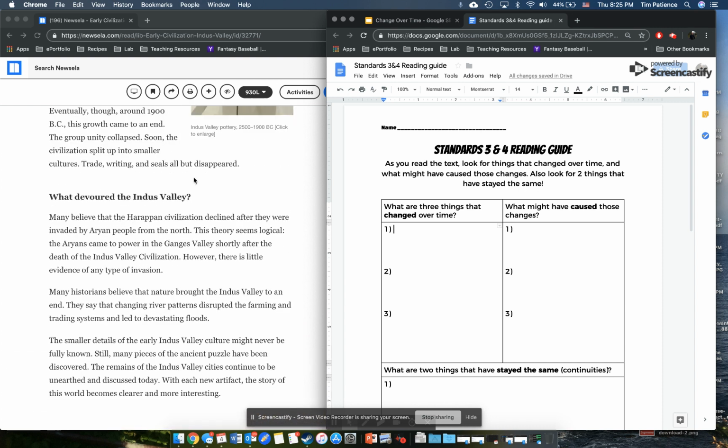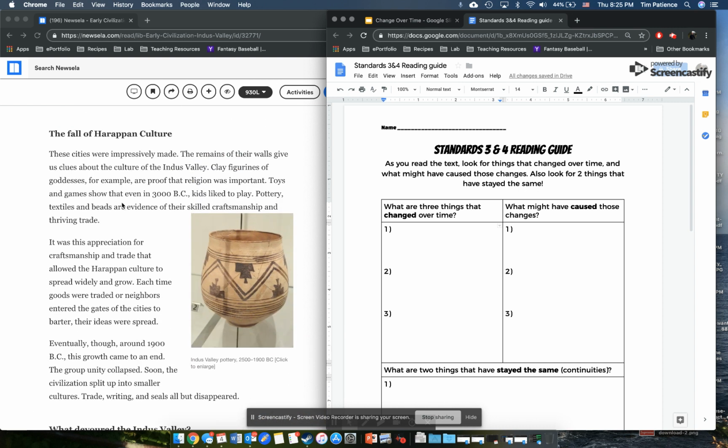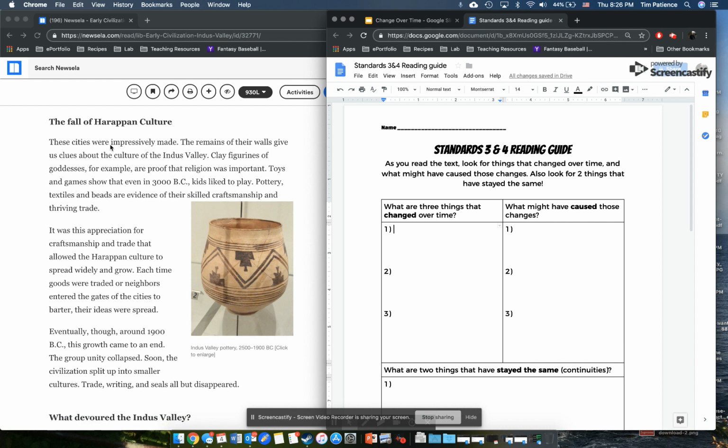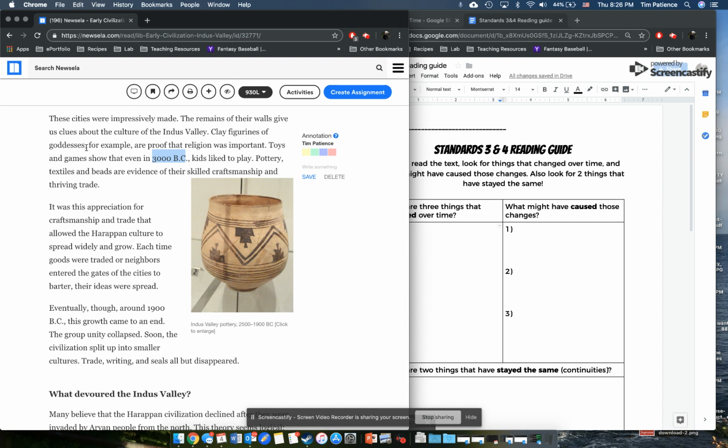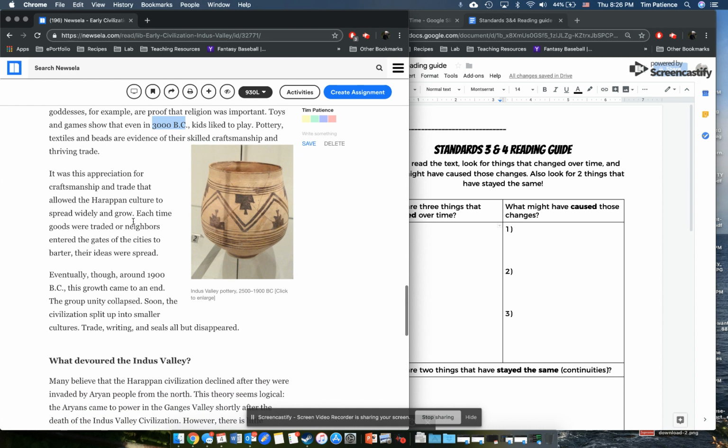Okay, so we've read this portion of the text, and now we need to figure out what changed over time. So the first thing we need to do is find two different periods of time, two different eras. Right here at the start of the reading, we're talking about 3000 BCE. So we know this is happening around 3000. And we know that this is an era where the Harappan culture has a lot of trade, a lot of trade goods: pottery, textiles, beads, toys, all kinds of fun stuff, okay?